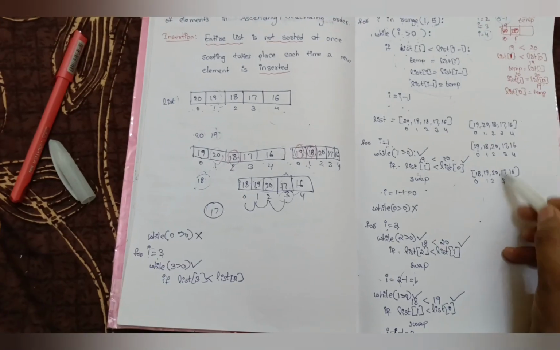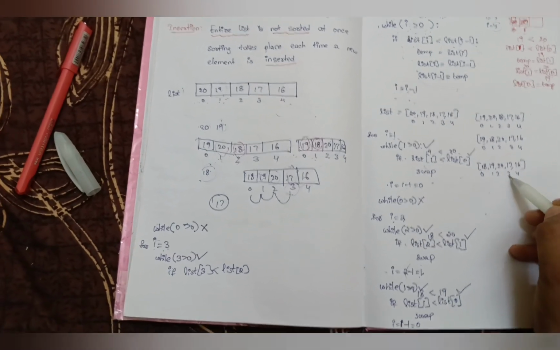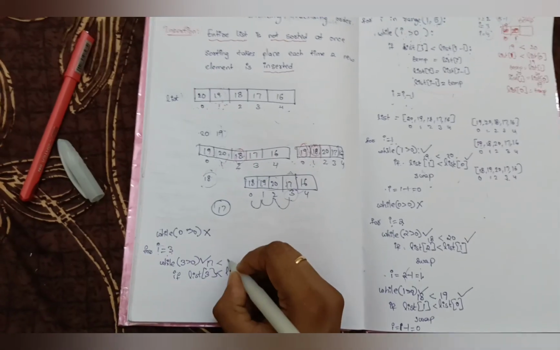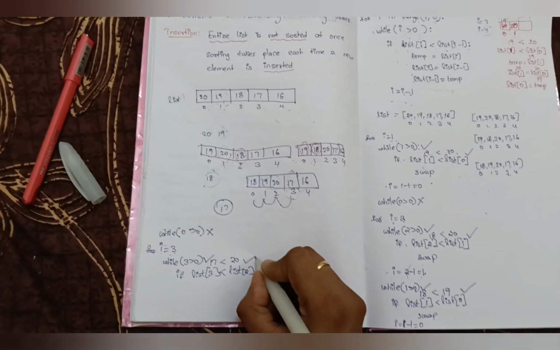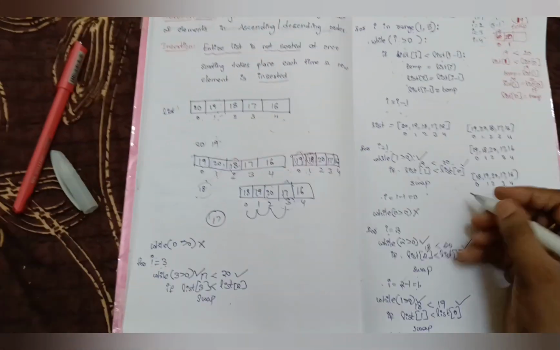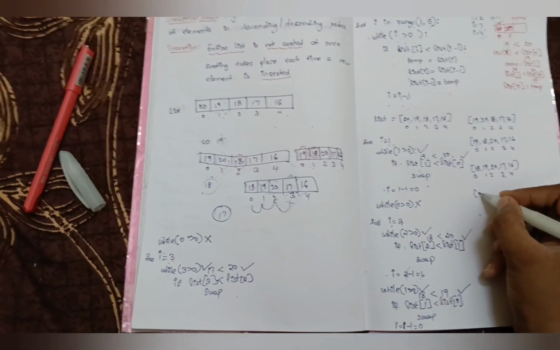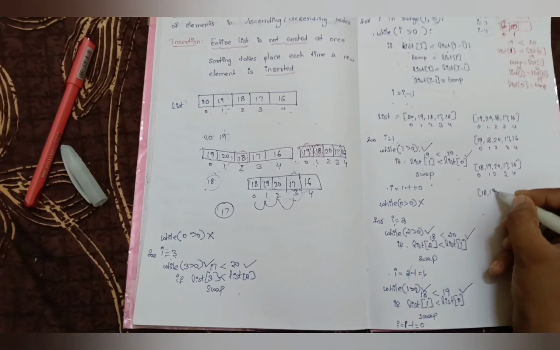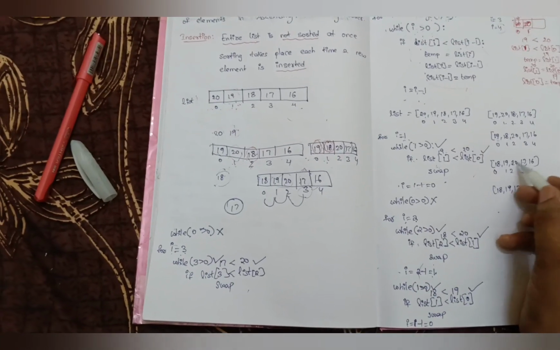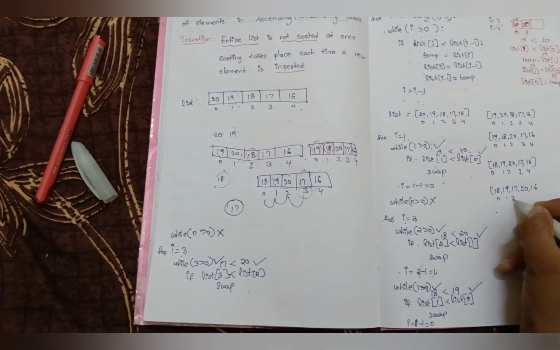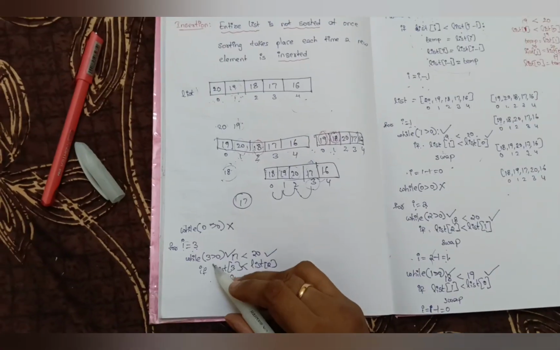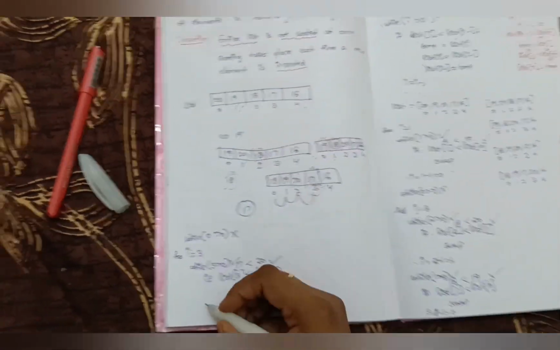That means another element is inserted. Then we have to compare list of 3: 17 is less than 20. Yes, 17 is less than 20. We'll enter this statement and do the swapping. Now the list becomes 19, 17, 20, 16. We swapped both these elements. This is the index.